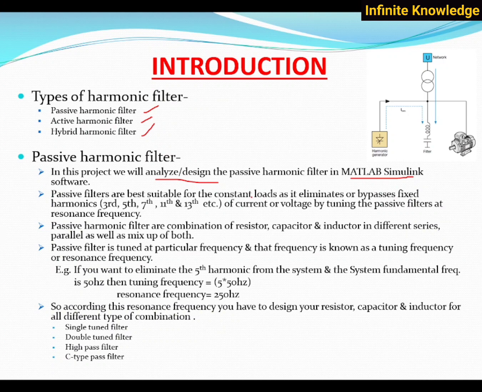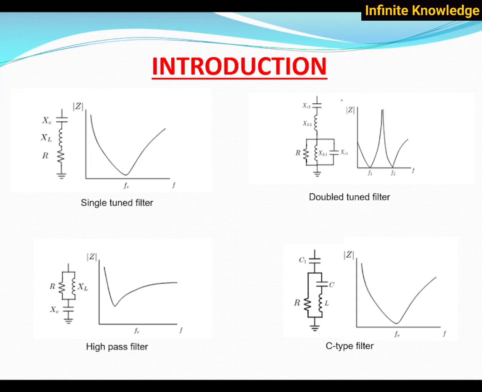And in a constant load industry, the majority of harmonics are third, fifth and seventh harmonics. Might be 13th or 17th are also there. So these harmonics are the majority of harmonics that are in your system, in your industries. Passive harmonic filters are a combination of resistance, capacitor and inductor in different series as well as parallel combinations or a mix-up. So series, parallel or mix-up.